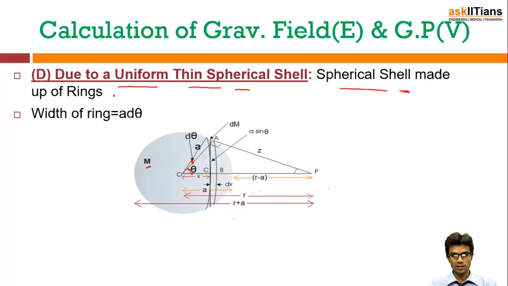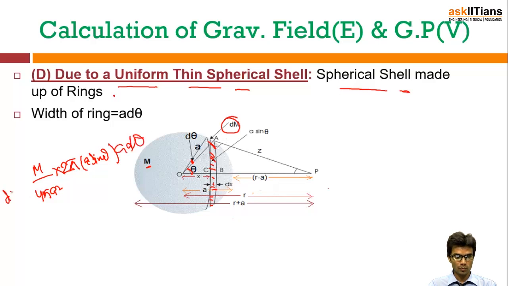So this is the ring we are considering. We have to find this mass by total mass divided by 4 pi a square into 2 pi a sin theta. This a sin theta is the radius of this ring, into thickness a d theta. So this is the small mass of the ring.